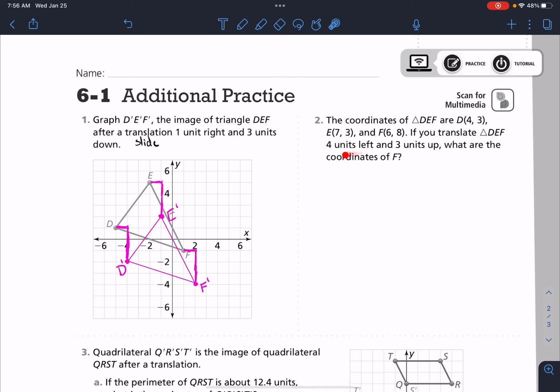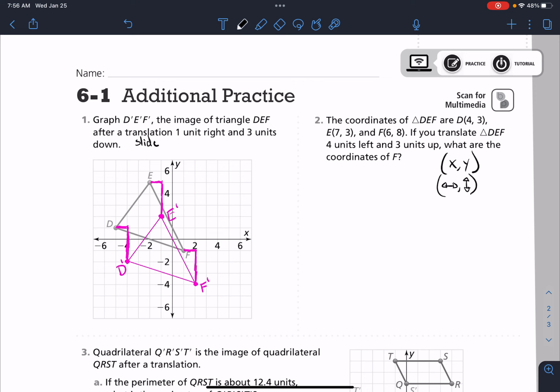If you translate this figure 4 units to the left and 3 units up, what are the coordinates of F? So if you think 4 units to the left, that would technically be subtracting. And if you remember, a coordinate point is always x, y, and the x value associates with left and right, and the y is associated with up and down. Okay? So up would be positive, down would be negative, left would be negative, and right would be positive.